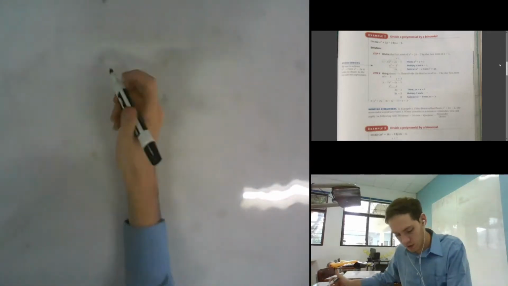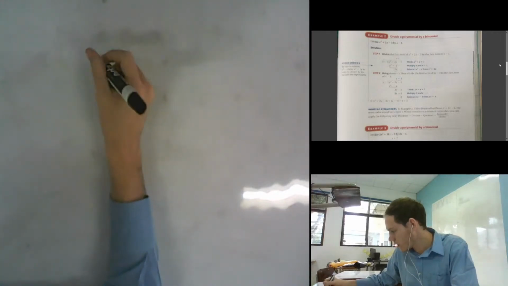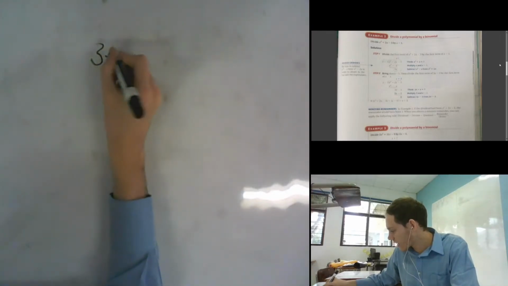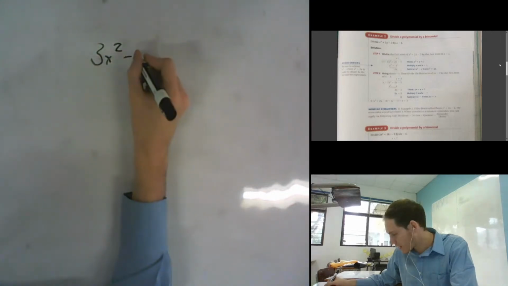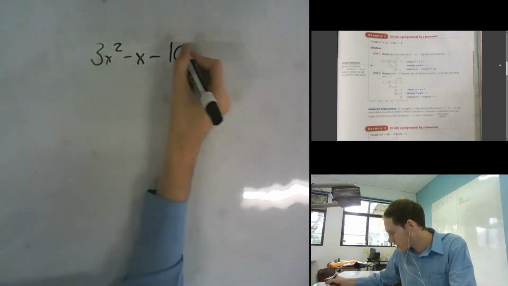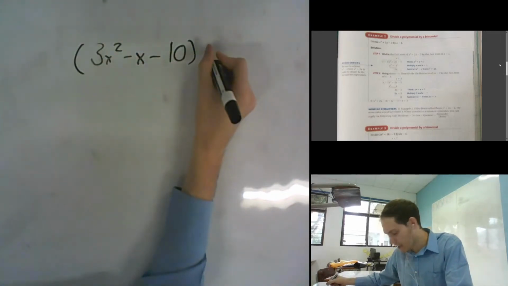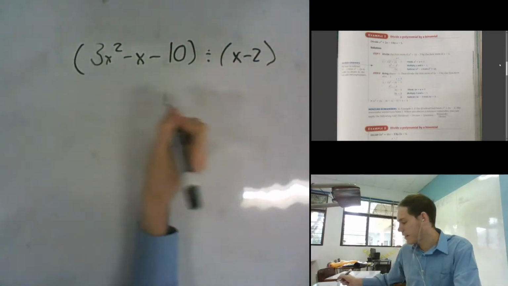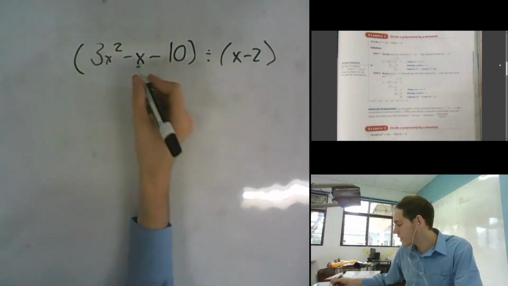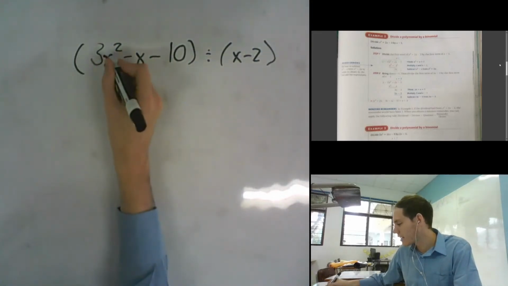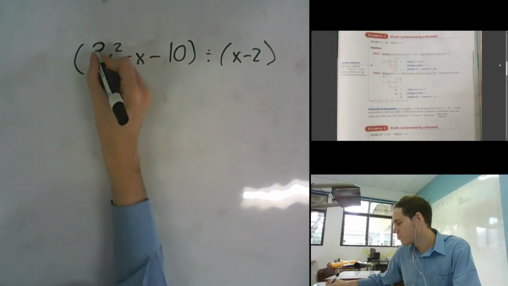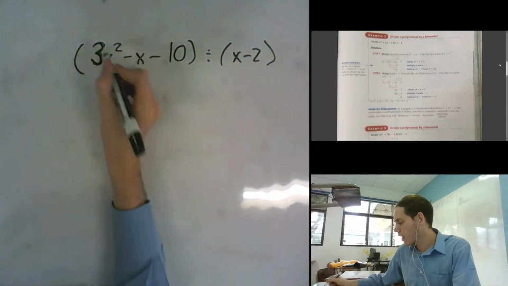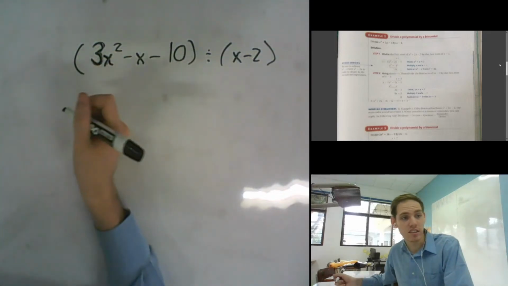Okay. We get 3x squared minus x minus 10. We're going to divide that by x minus 2. Now, this isn't technically in the book as a problem, but it's written differently. But I just want to show you how to do this step by step.